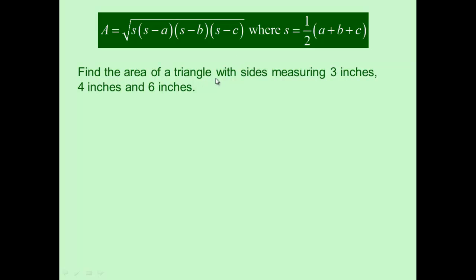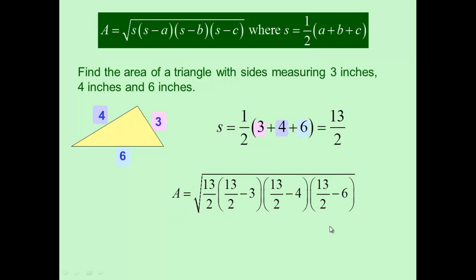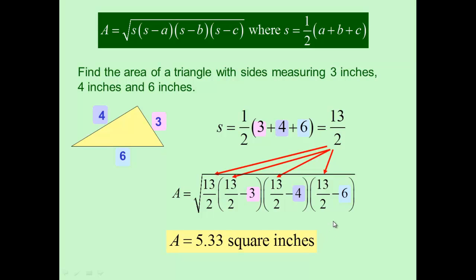Let's apply this to find the area of a triangle with sides measuring 3, 4, and 6. First thing I would want to find is S, half the perimeter. So if I add 3, 4, and 6, my perimeter is going to be 13, and if I divide that by 2, I get 13 halves. Now I'm just going to fill in S, A, B, and C into this equation and simplify. So I get the area is equal to this. Running that through your TI-89 gives you the area is approximately 5.33 square inches.